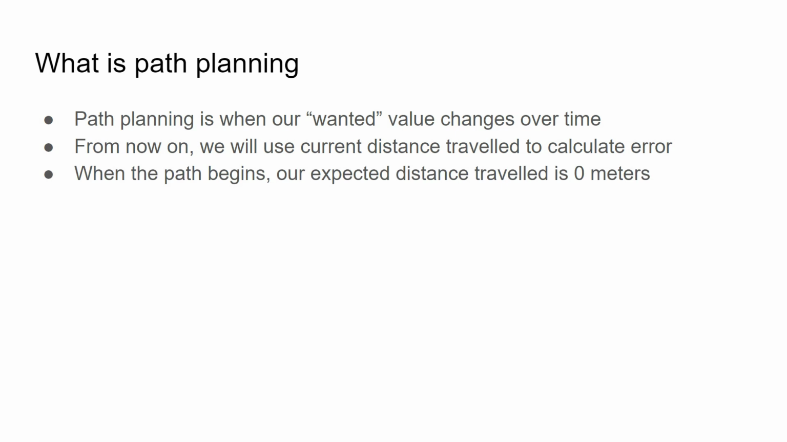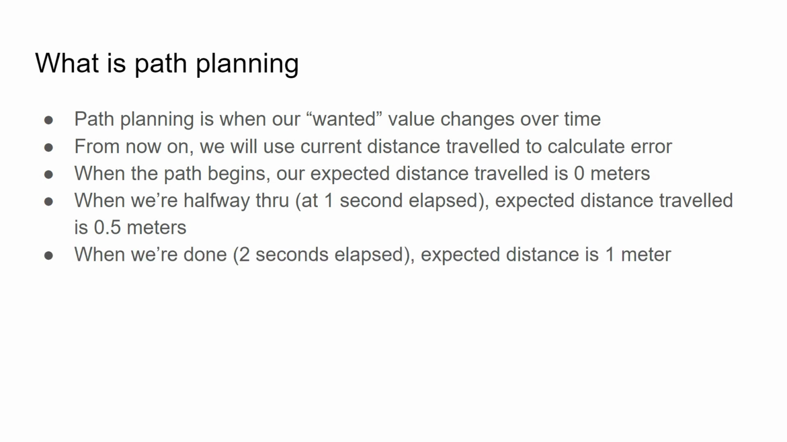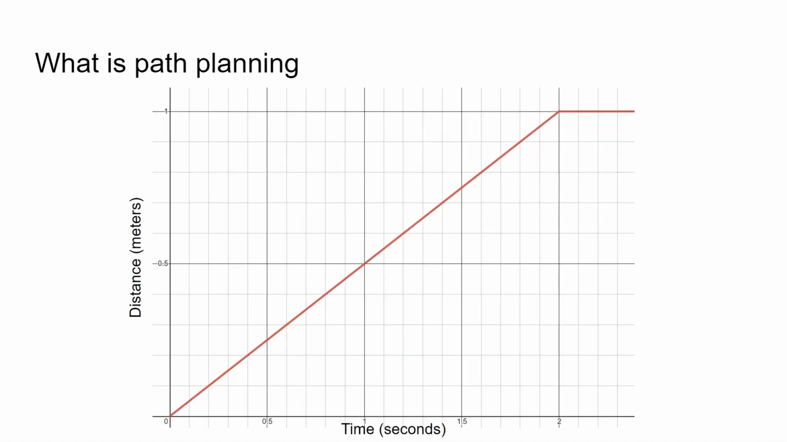So when the path begins, our expected distance traveled is simply 0 meters, right? We don't expect to have gone anywhere yet. So our expected distance is 0. When we're halfway through the path at 1 second, we expect to have traveled 0.5 meters at this point. And similarly, when we're done, 2 seconds have passed, we would expect our distance is 1 meter. Okay, great. So what does this do for us?